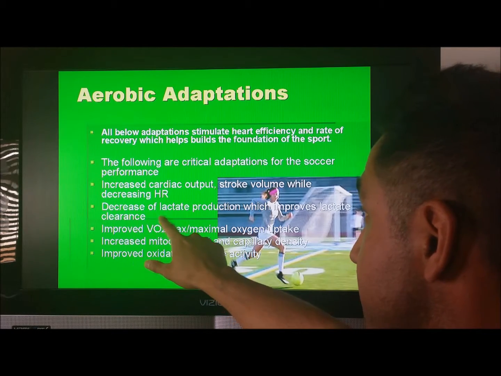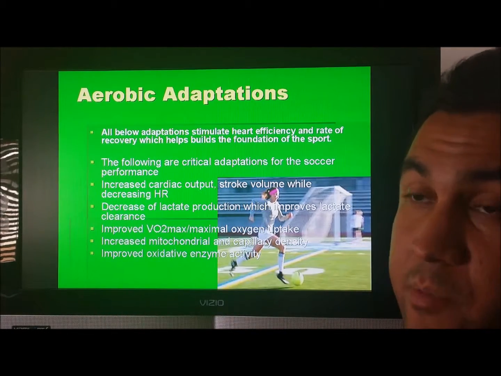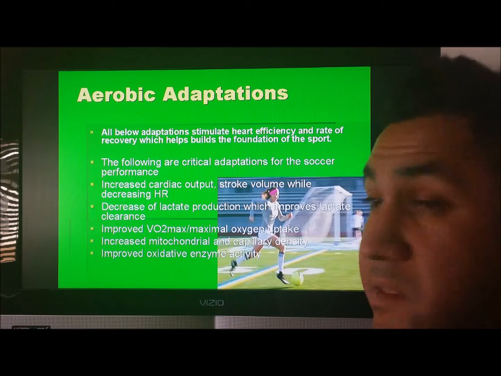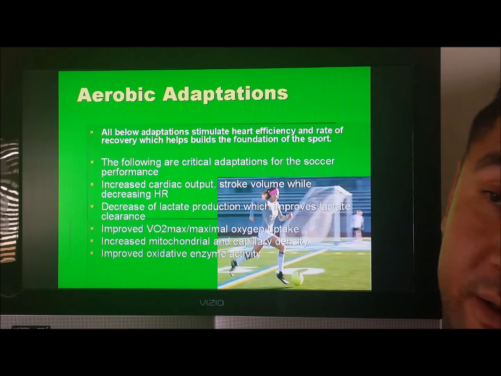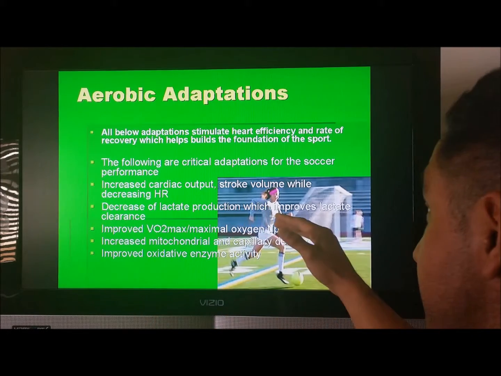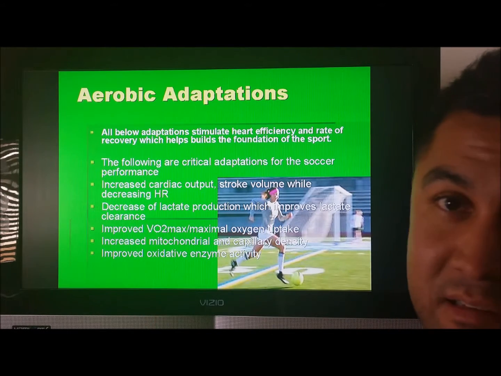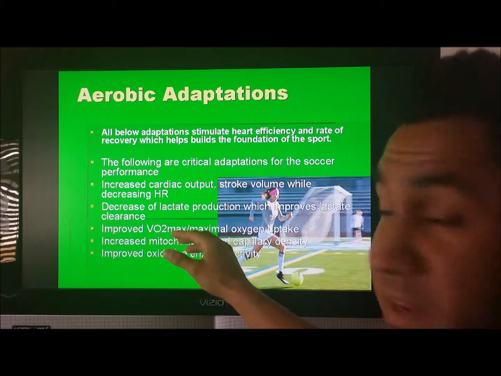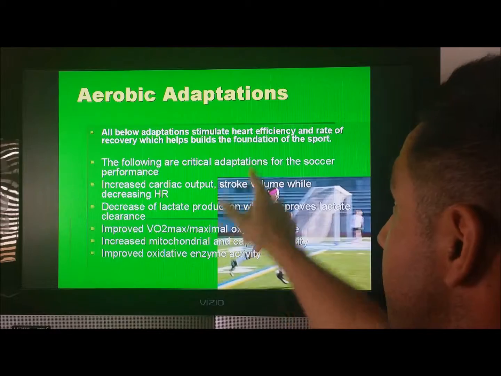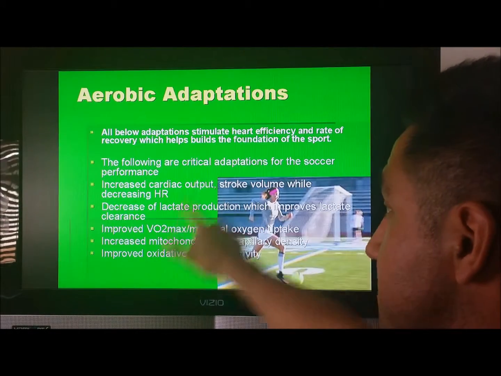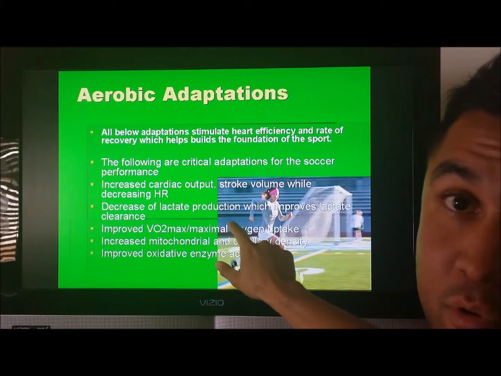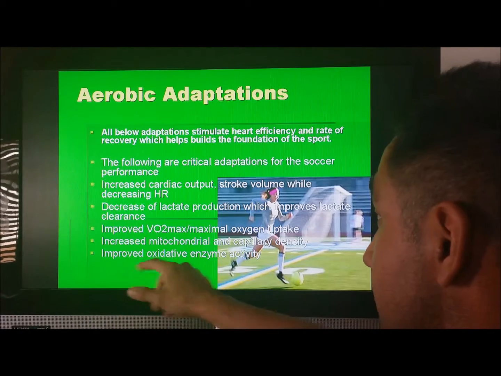and then decrease of lactate production. So if you have that anaerobic player that is able to go high, and that's all they're able to do, then they're going to go into a lactate coma, basically, where their body's just going to burst. So they're not going to be able to handle the workload. So with that aerobic adaptation, lactate clearance does improve. So you get that person that recovers.